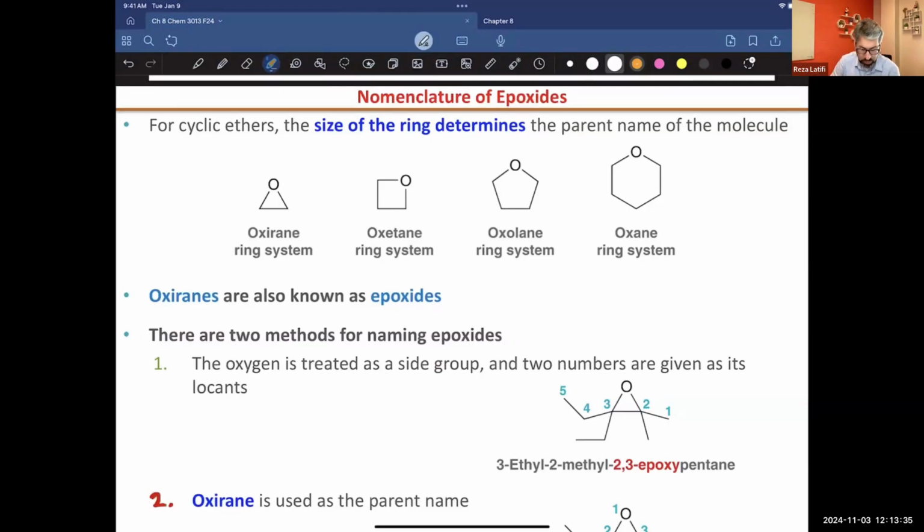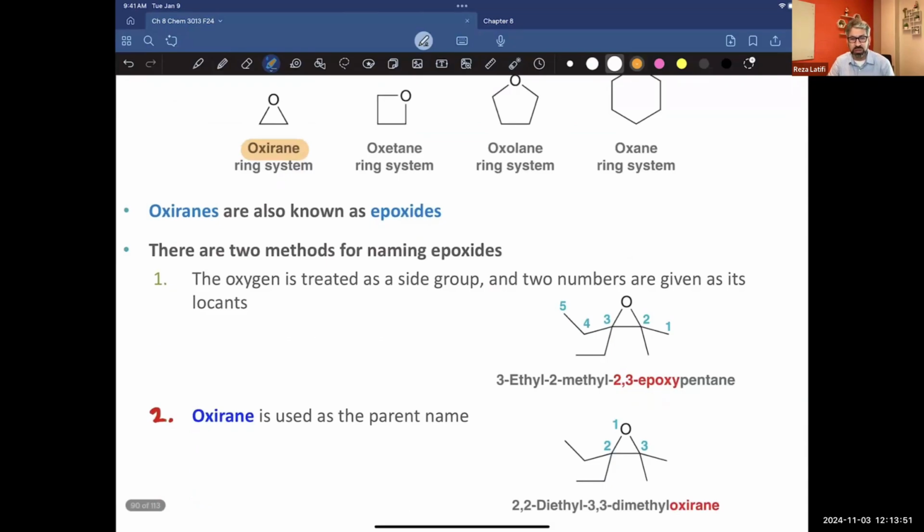The most common one that we use a lot is oxirane. Oxirane has 3 members, and I'm going to try to name the epoxide based on this 3-member ring. We have 2 methods to name any epoxide. The first method is to simply use epoxide to name the compound, and the second is to use oxirane to name the compound. Let's practice those 2, so we will be using epoxide and oxirane to name the compounds.